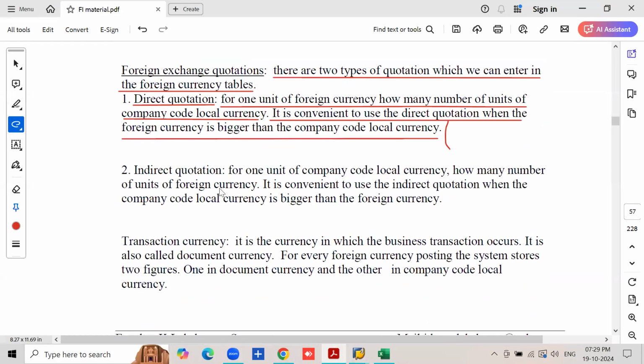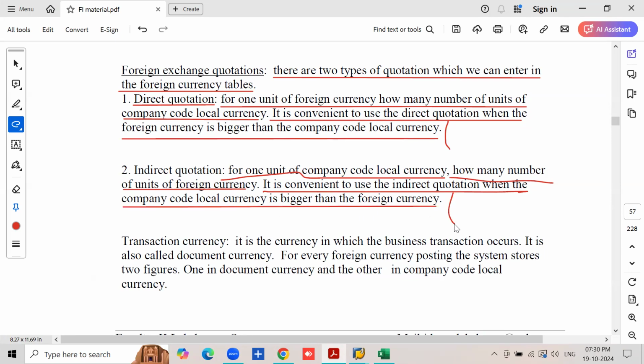Then indirect quotation is the inverse: for 1 unit of company code local currency, how many units of foreign currency? In our example, for 1 rupee, how many dollars you get? 1 by 85, 1 by 86, 1 by 87, right? Which will be coming as decimal values. It is convenient to use the indirect quotation when the company code local currency is bigger than the foreign currency.